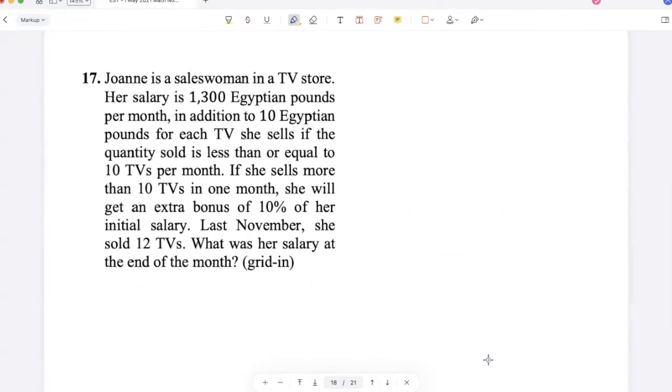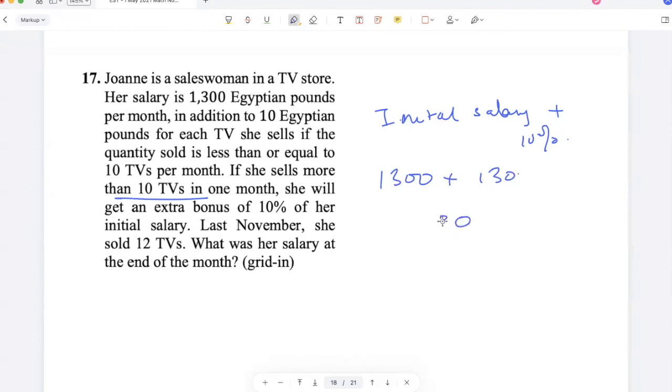Joanne is a saleswoman in a TV store. Her salary is 1,300 Egyptian pounds per month, in addition to 10 Egyptian pounds for each TV she sells if the quantity sold is less than or equal to 10 TVs per month. If she sells more than 10 TVs in 1 month, she will get an extra bonus of 10% of her initial salary. Last November, she sold 12 TVs. What was her salary at the end of the month? So 12 TVs is more than 10 TVs. So that means she gets initial salary plus 10% of her initial salary, right? So 1,300 plus 130, so 1430. That's how much she got.